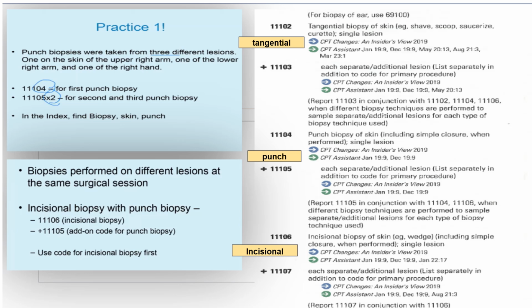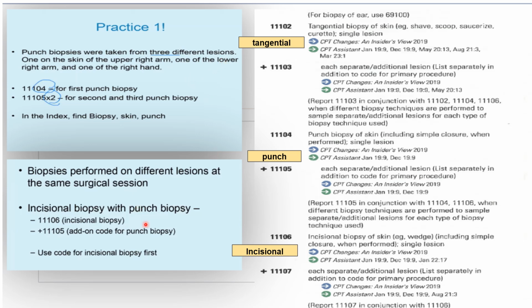So what are the types of biopsy? Punch biopsy. How many? Three. So how will I code it? For the first punch biopsy, I am going to use the primary code, that is 11104, and for the remaining two punch biopsies I am going to use the add-on code, and that is 11105 into 2, because how many regions were there? Three. Okay, so it is simple.